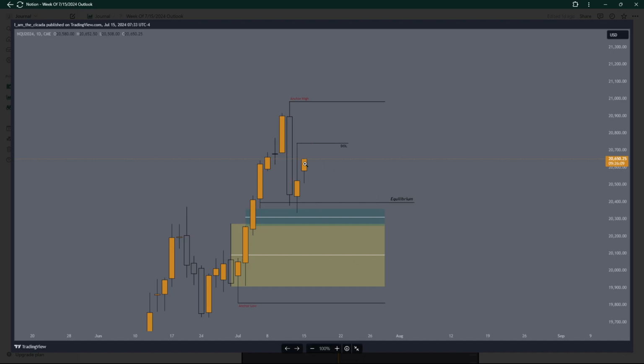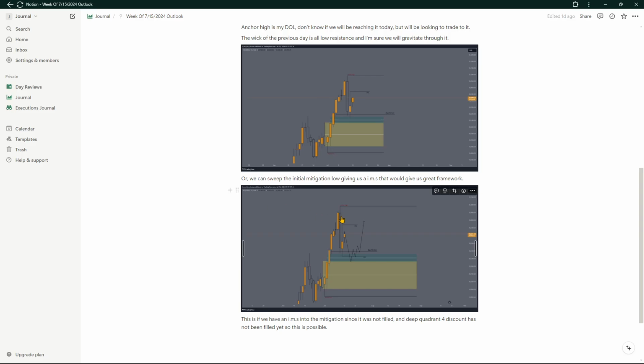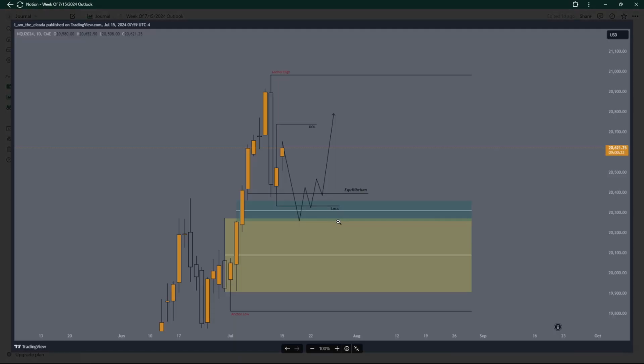So I would have liked to see price run through this and then continue running this anchor high. That was for the first scenario, if there were basically no SMTs or no arrays that would have contradicted the move higher. And this was the second scenario. The second scenario was that we go down here and we take this low here.